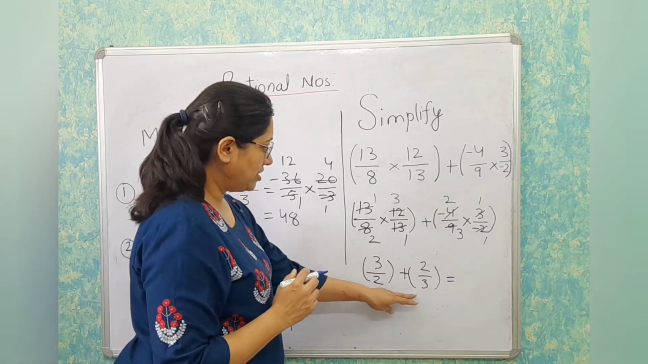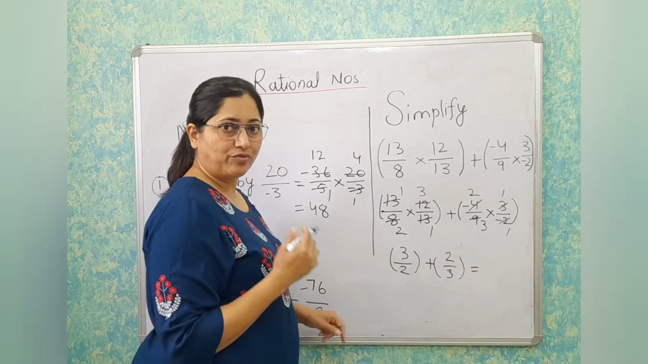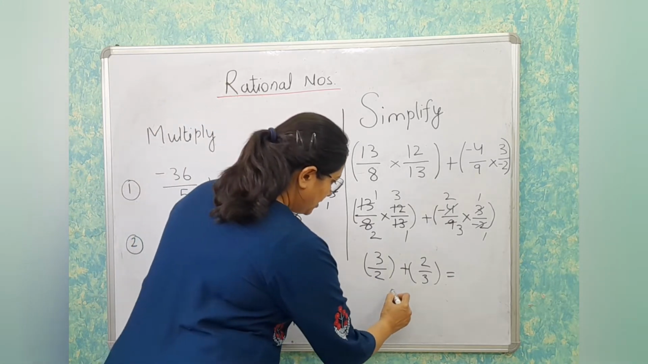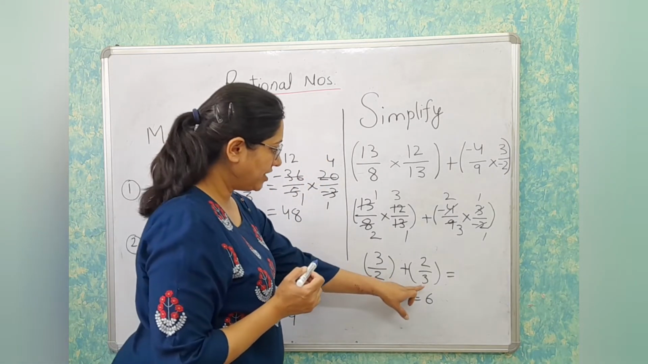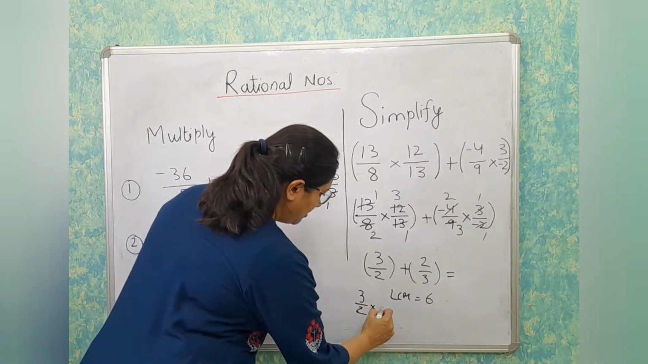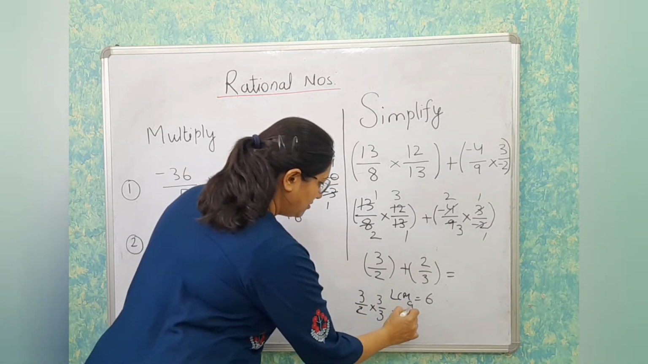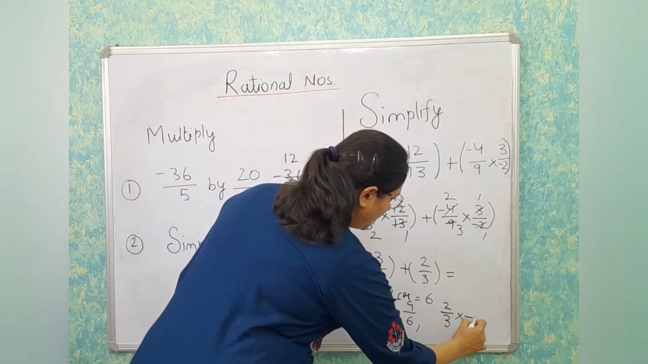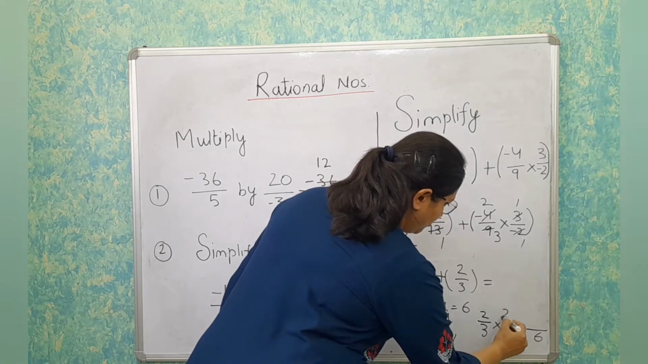So now I have two rational numbers and both of them have different denominators. If I have to add them, I first have to take the LCM of the denominators. LCM of 2 and 3 is 6. So first I will convert 2 into 6 and 3 into 6. So 3 upon 2 multiplied by a number to make it 6: 2 threes are 6, so 3 threes are 9. Next 2 upon 3. Again I have to multiply 3 with a number to make it 6. And again you know 3 twos are 6 and 2 twos are 4.